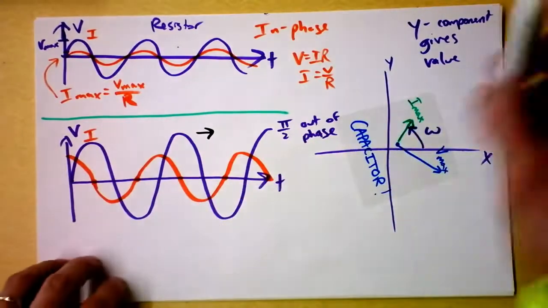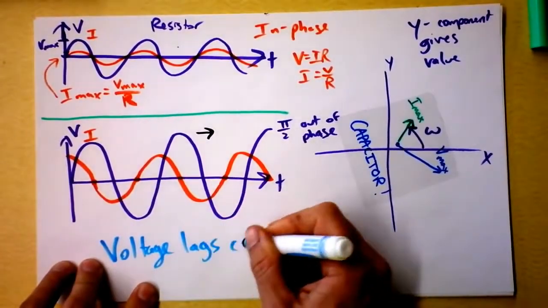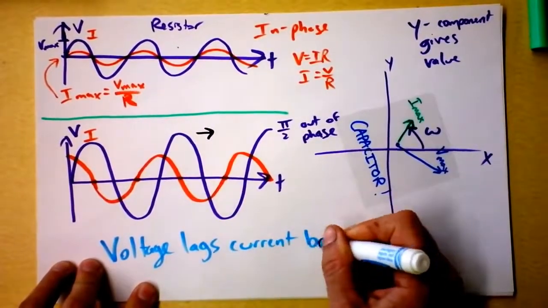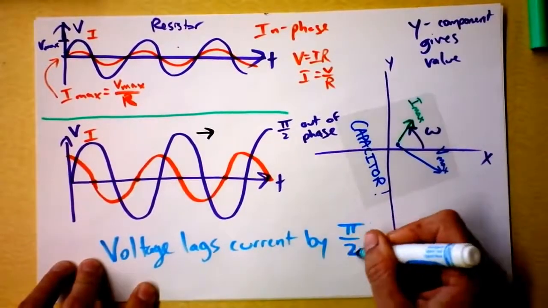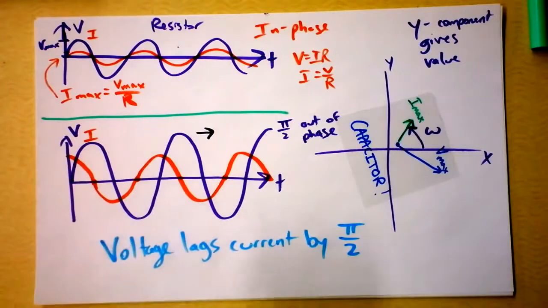And that'll be our final statement here. Voltage lags current by a phase shift of pi over 2. They are 90 degrees out of phase.